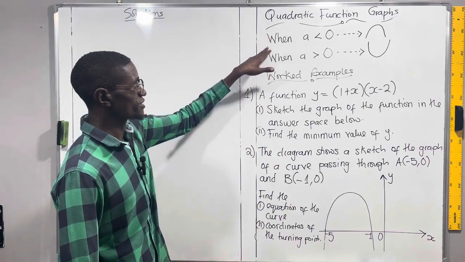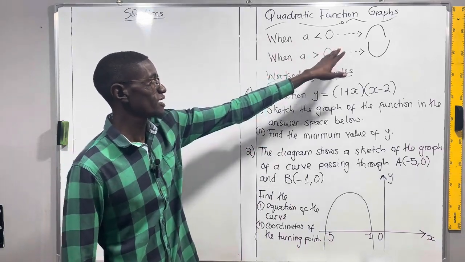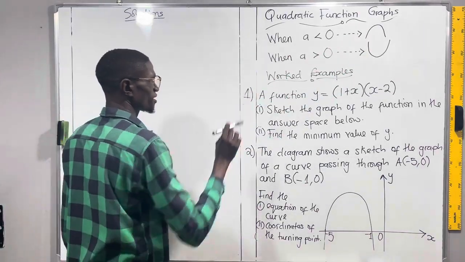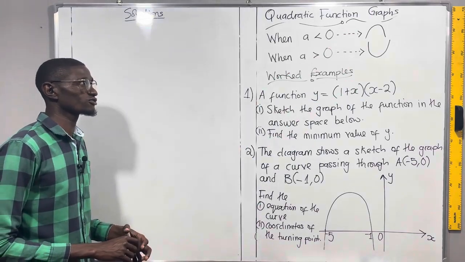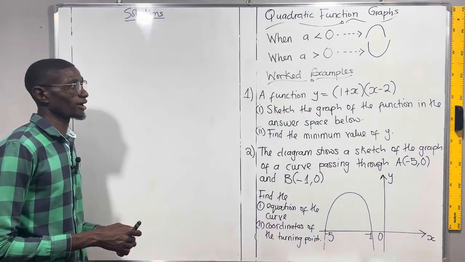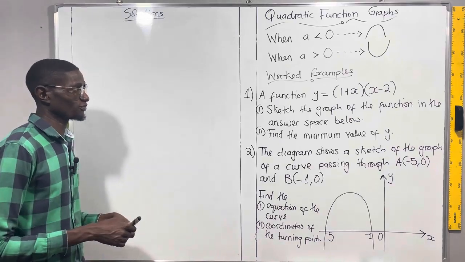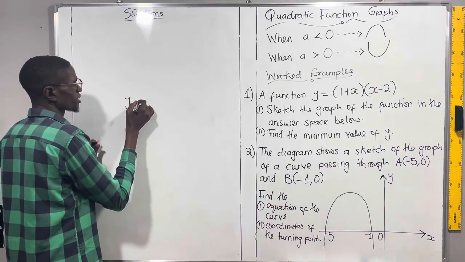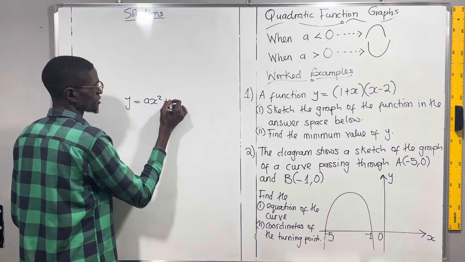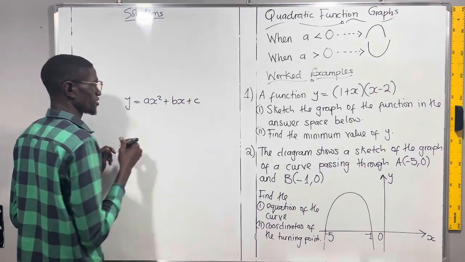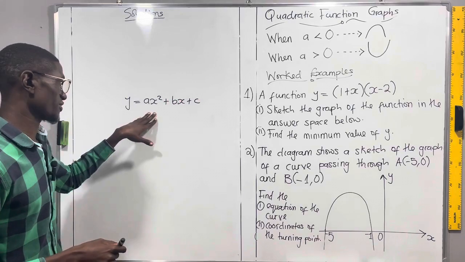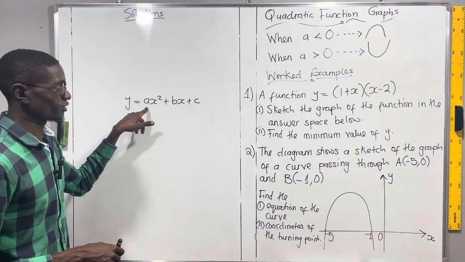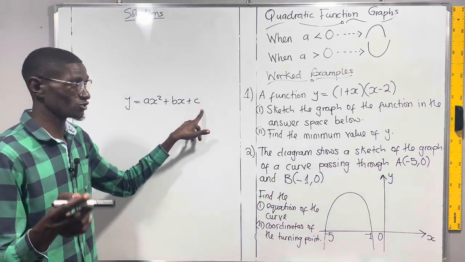So what we have up here, it says when a is less than 0, then the graph is going to be a frown. So this information up here helps you determine whether the graph is going to be a frown or a smile. So now, what is this a we're talking about? Remember when we introduced this topic, we had this formula. This is a general formula for a quadratic function graph. So the a being referred to is simply the value here. We said a, b, and c represent numbers. I'm sure you remember that.